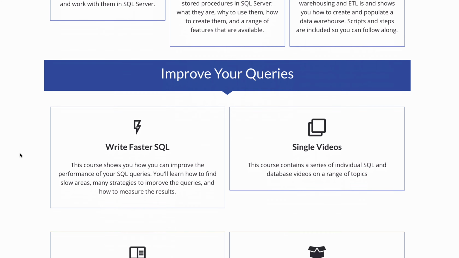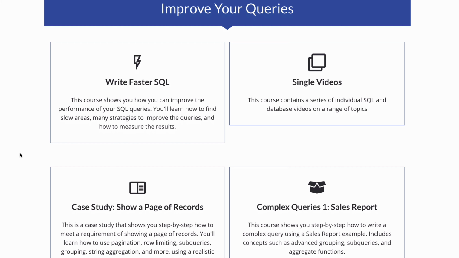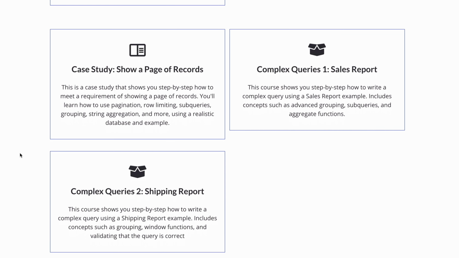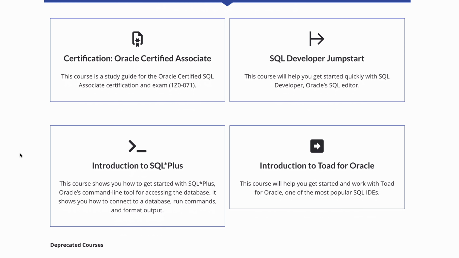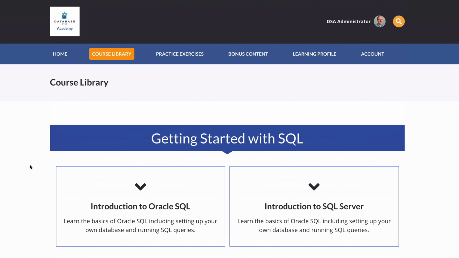There's a section on improving your queries, where you'll see how to write faster SQL and see some case studies and complex queries. Finally, there's a section called Growing and Improving, which covers getting the Oracle Certified Associate and learning a few different SQL editors. So that's the course library. This is getting updated regularly, so there will be more courses added and improved over time.